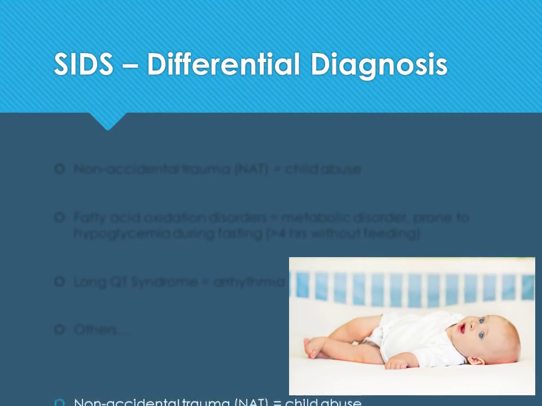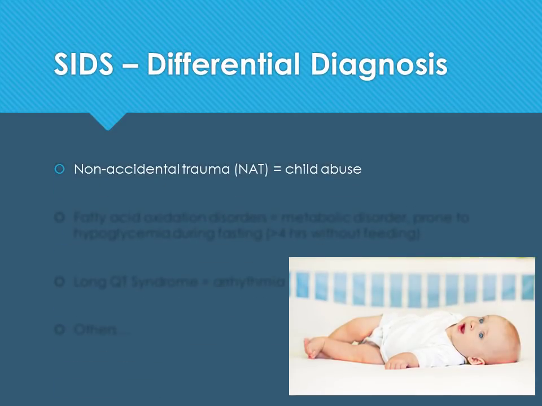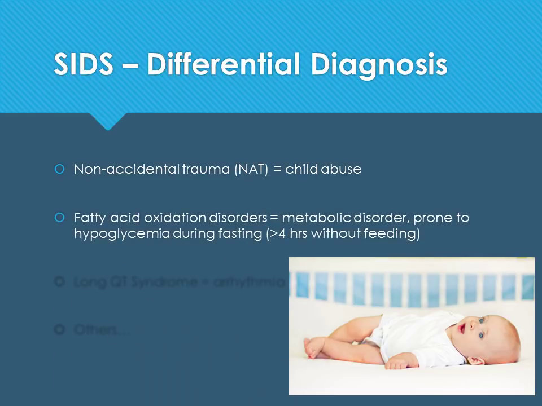The differential diagnosis includes non-accidental trauma or child abuse, fatty acid oxidation disorders, like a metabolic disorder prone to hypoglycemia during fasting, long QT syndrome, right? So an arrhythmia that might have led to it. And then there's many others. That's part of the reason why an autopsy is so important in these cases, so we can really see if we can outline a cause.